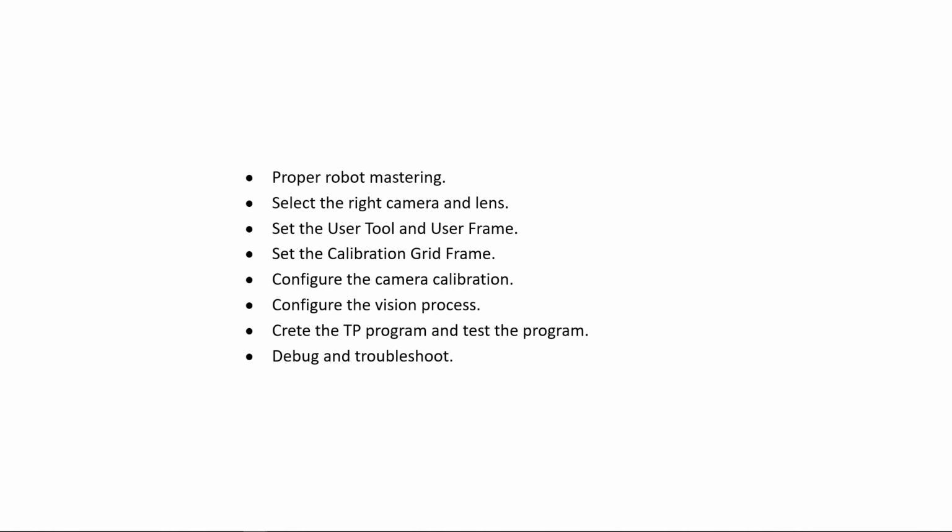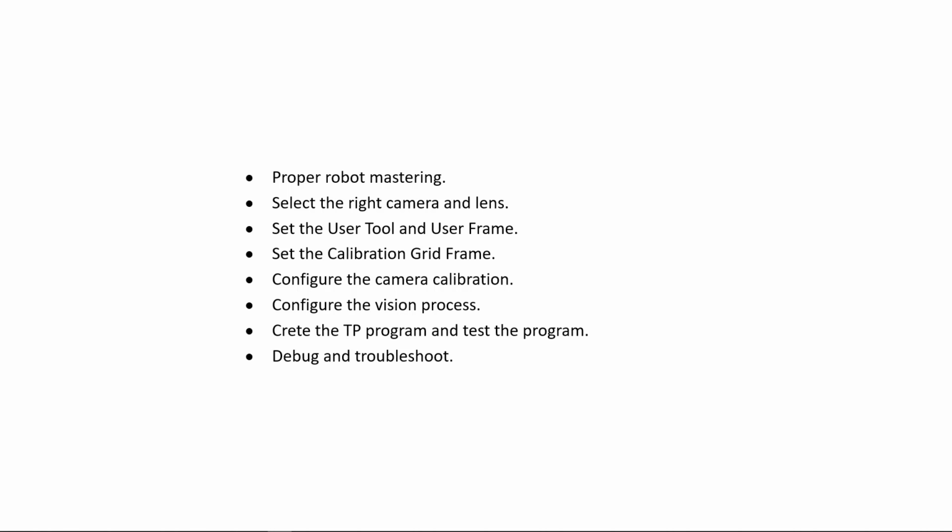Let's review these steps. First, you need to make sure that you have the proper robot mastering. Then you're going to select your camera. Then the next important steps are setting the user tool and user frame, and this includes the application frame and the offset frames. Then you're going to set the calibration grid frame, configure the camera calibration and the vision process, and then you need to create your program and test it.